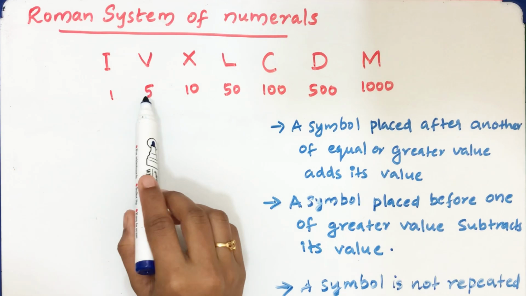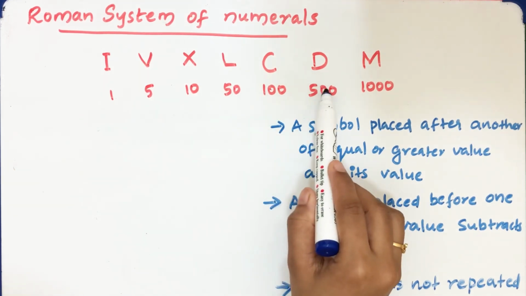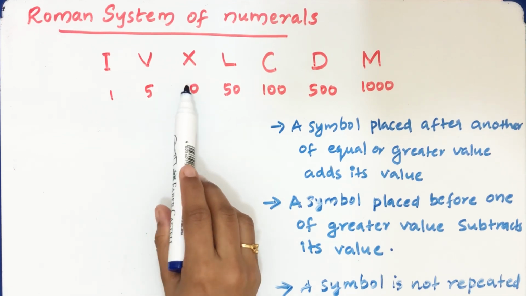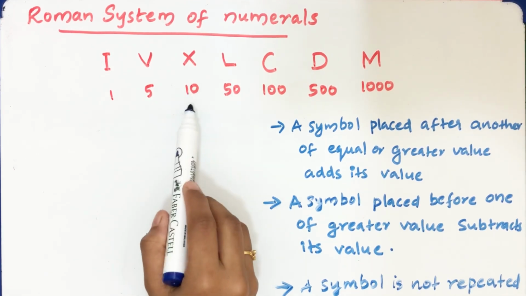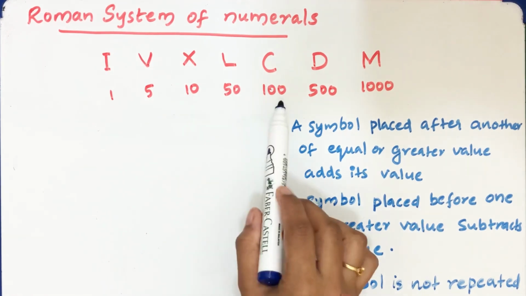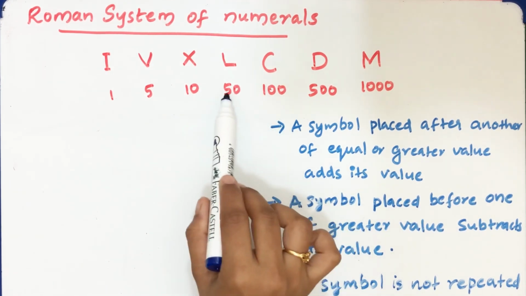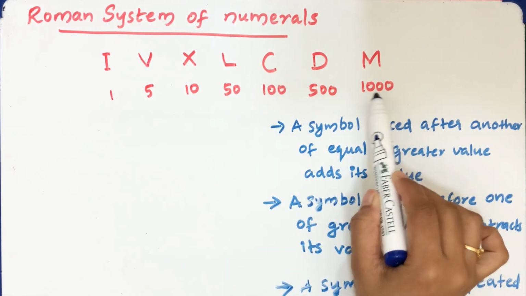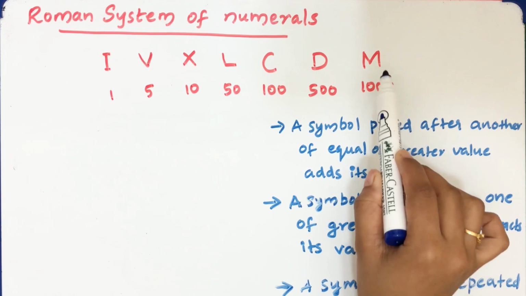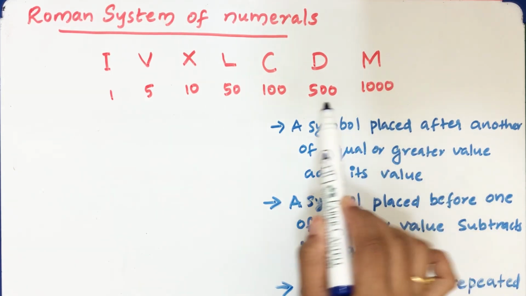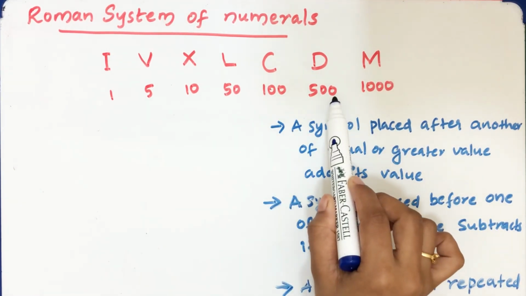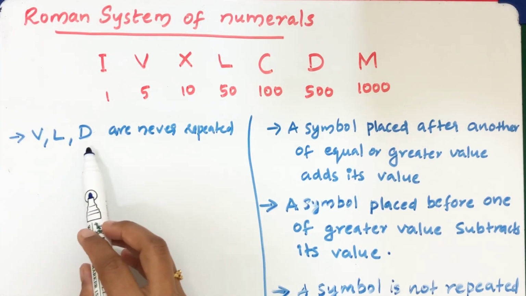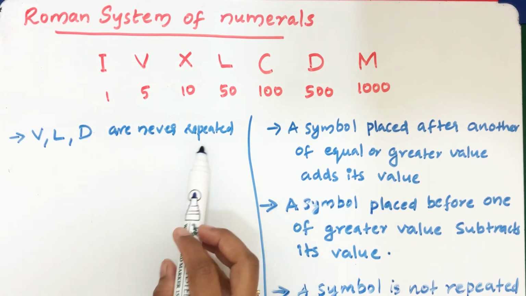One more thing, 5, 50 and 500 are never repeated. 10 is 5 plus 5, but we introduced a new number for 10. Or we can say 100 is 50 plus 50, but we introduced a new number C. Like that we can say 1000 is 500 plus 500, but we introduced a new number. So 5, 50 and 500 are never repeated.